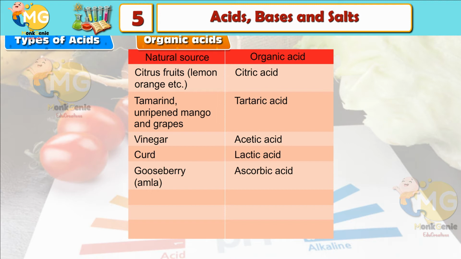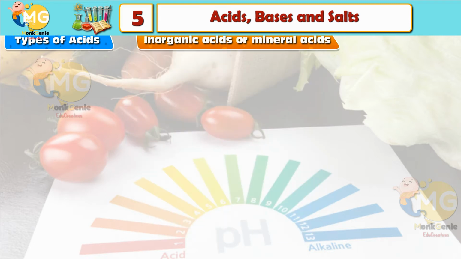Gooseberry, that is amla, has ascorbic acid. Tomato has oxalic acid. Apple has malic acid. Tea has tannic acid. Inorganic acids or mineral acids.